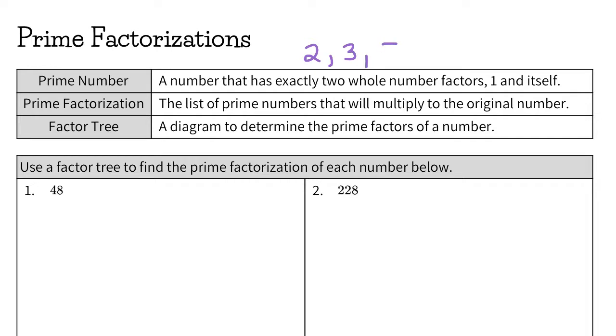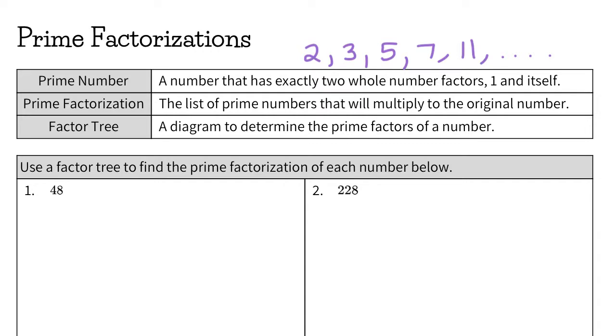The next prime number is 5. So notice how I skipped 4. 4 is not prime because you can do 1 times 4, sure, but you could also do 2 times 2. So since there's more than one way to get 4, it's not prime. But 5 is. Then we have 7 and 11, and it keeps going forever, but those are the first 5. These are the ones that you're going to use the most often.